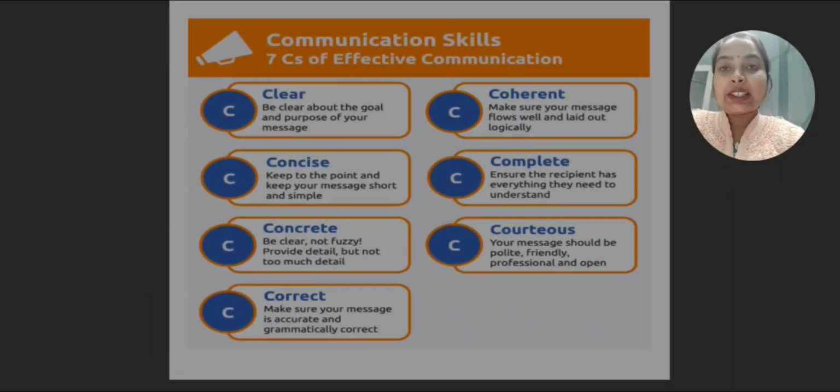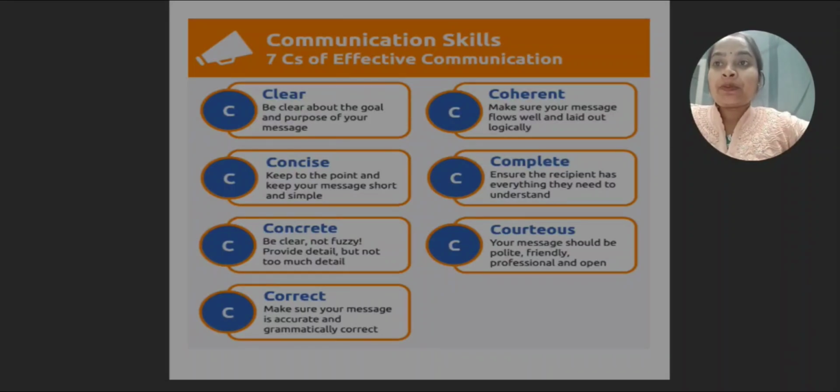Now the next stage is communication skills, the 7 C's of communication. So how can we create happier, healthier communication with another person? If you want to share something with another person, while you are using communication, you need to know about the 7 C's of communication. Which are the 7 C's?